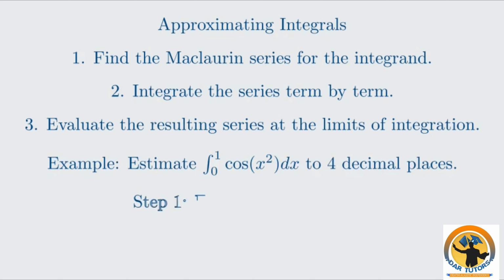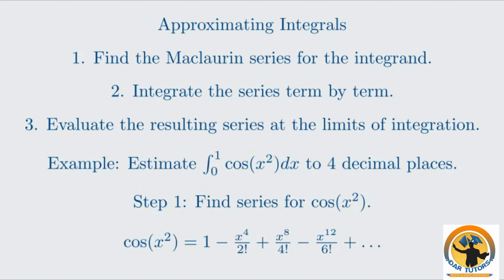First, we need the series for cos of x squared. We found this earlier using substitution. It's 1 minus x to the 4th over 2 factorial, plus x to the 8th over 4 factorial, and so on. Now we integrate this series from 0 to 1. We integrate term by term. The integral of 1 is x. The integral of negative x to the 4th over 2 factorial is negative x to the 5th over 5 times 2 factorial, and so on.